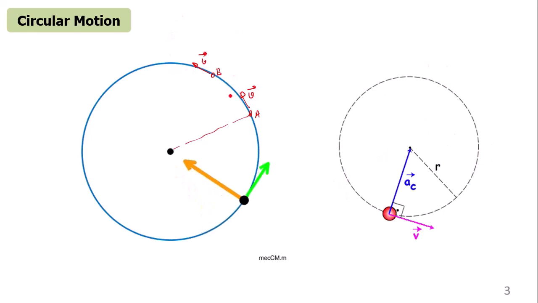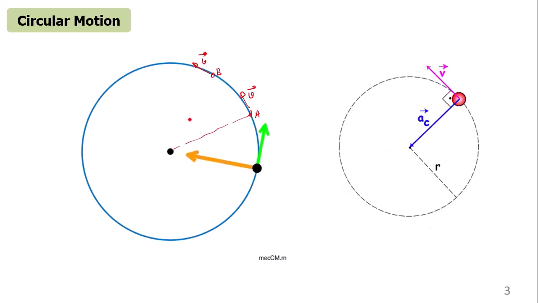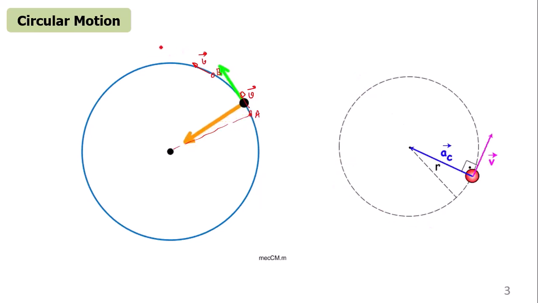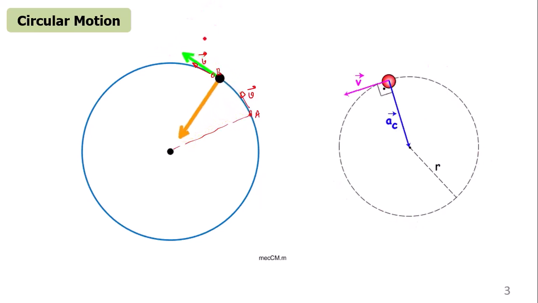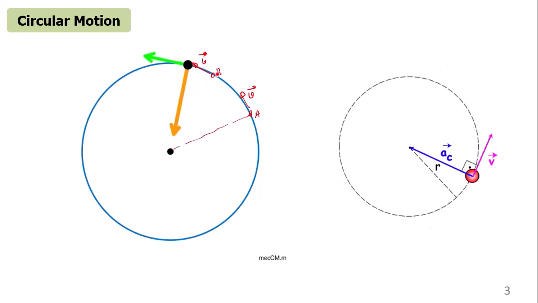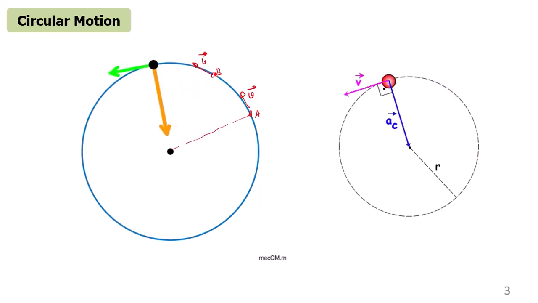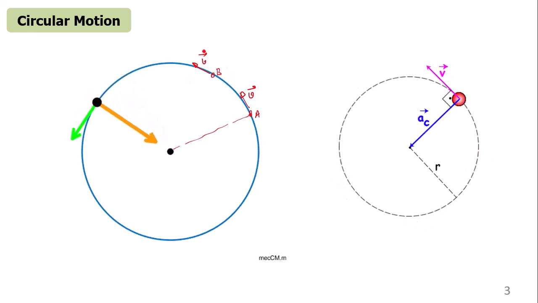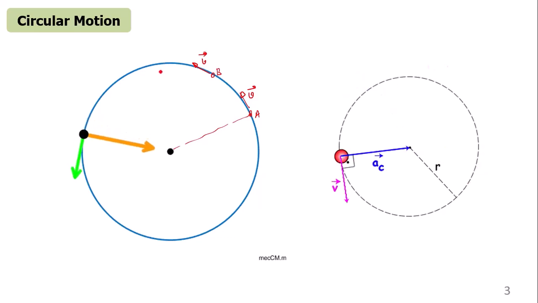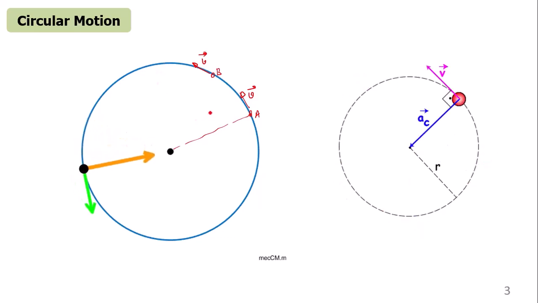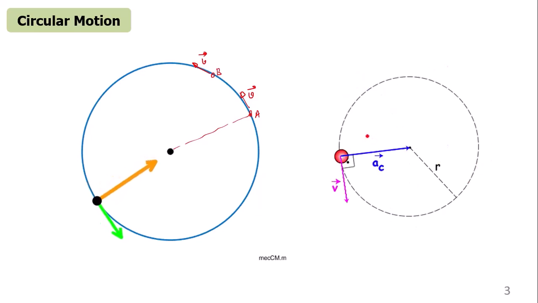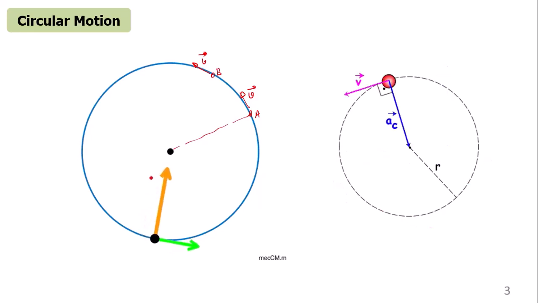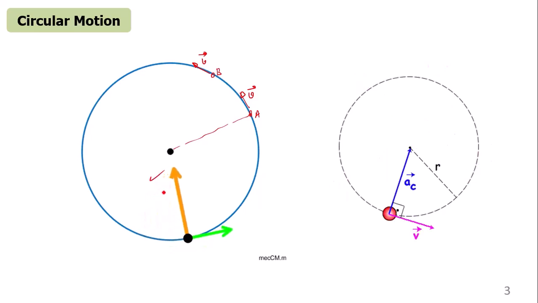Yes, that means the particle must have some kind of acceleration. Why? Because whenever the velocity is changing, it may change magnitude-wise or direction-wise. In this situation, the particle's velocity is changing in direction, so there must be some kind of acceleration. That acceleration is known as the centripetal acceleration. Its direction is always fixed. This yellow arrow defines the direction of the acceleration.